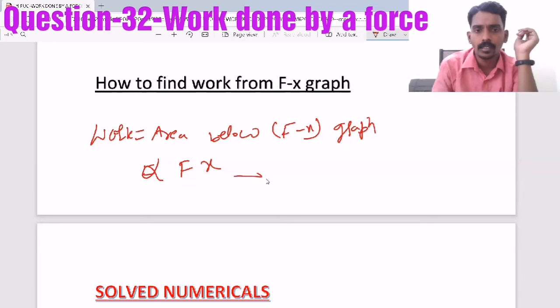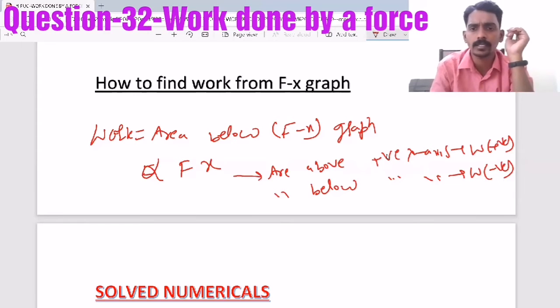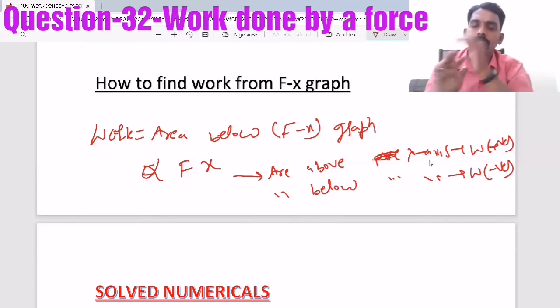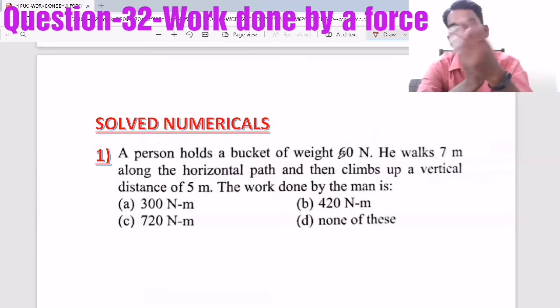And the area above the positive x-axis means work is positive, and for area below the x-axis, the work done is negative. Just consider the x-axis. So above the x-axis the area is positive, below the x-axis the area is negative. So this is what the simple numericals are.